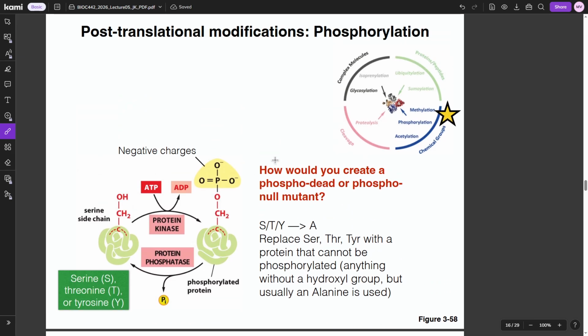How would you create a phospho-dead or phospho-null mutant? So a mutant that doesn't work. You replace these with alanines, right? So it can't be phosphorylated, and it doesn't work.